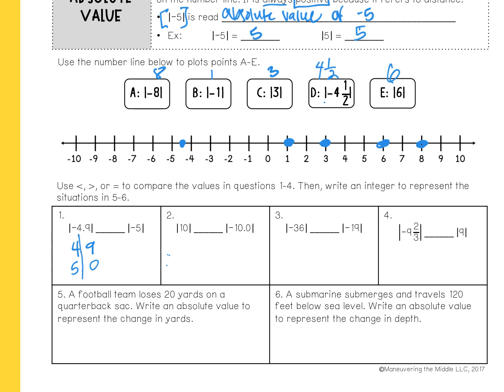So when you stack these on top of each other, we see that the absolute value of -4.9 is less than the absolute value of -5.